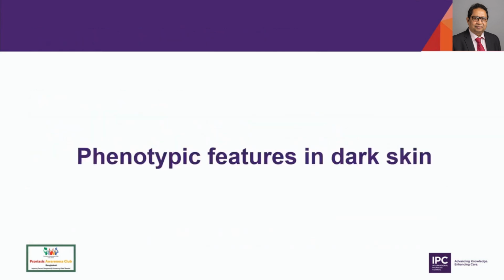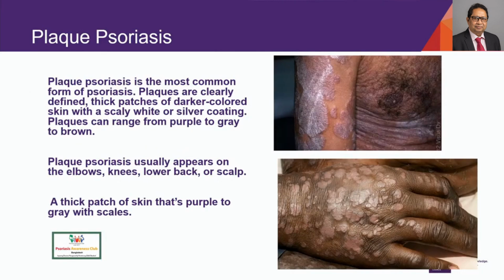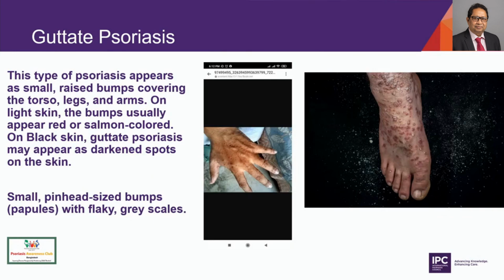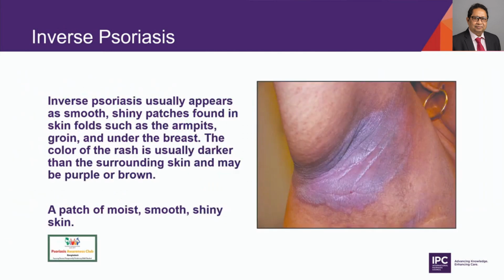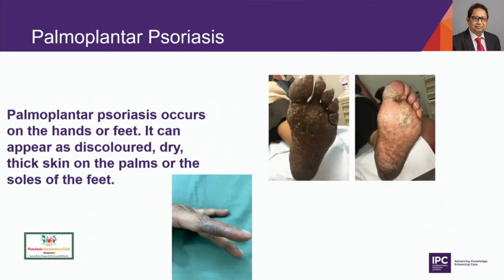So what are the features in dark skin? This is plaque psoriasis. You can see thick patches of skin, purple to gray with scales. In guttate psoriasis, you can find small pinhead bumps with flaky grayish scales. Inverse psoriasis looks like a patch of moist, smooth, shiny skin. In palmoplantar psoriasis, you can find discolored, dry, thick skin on the palm and sole.